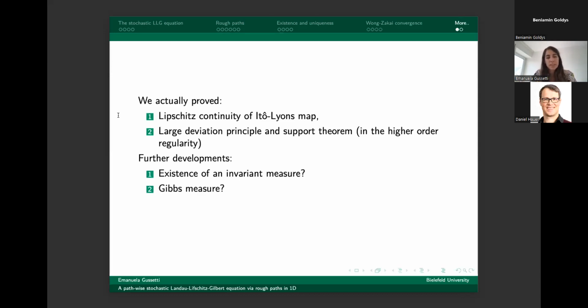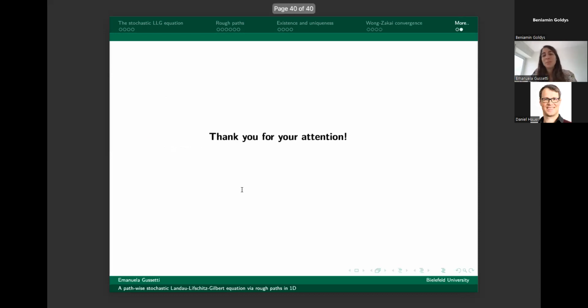Further developments: maybe I have already discussed with Professor Goldys the existence of invariant measures for this process, Gibbs measures, and maybe more dimensions. And yeah, thank you.